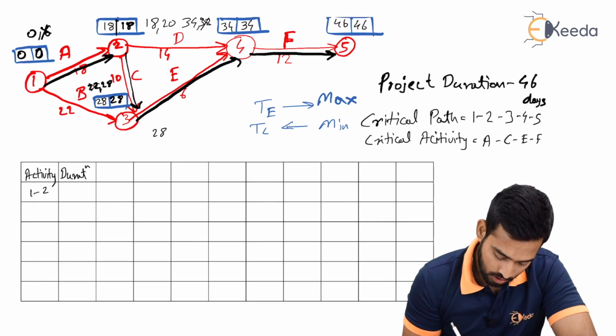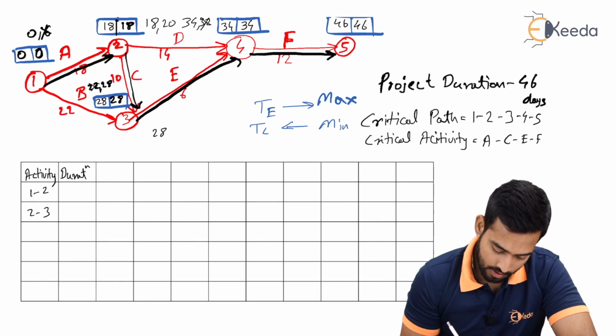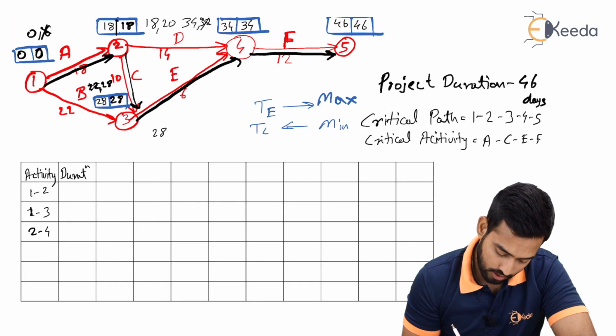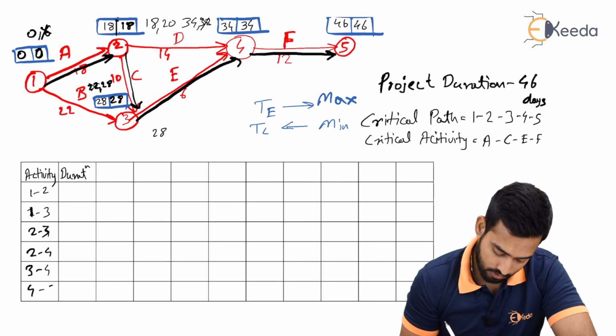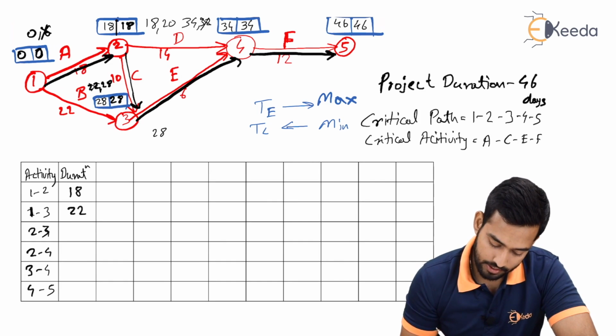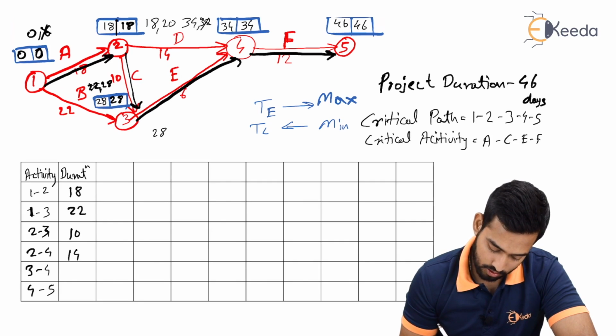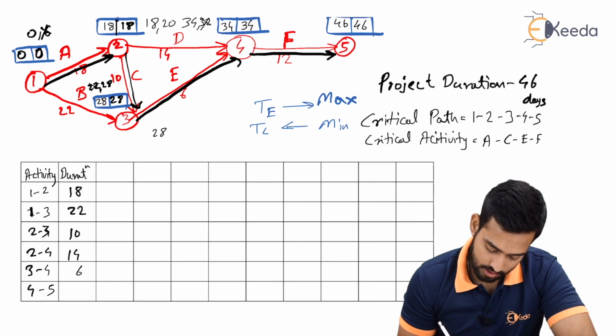So 1, 2, then 2, 3, activity 2, 4, activity 1, 3 is also there. So activity 1, 3, 2, 3, 2, 4, then the E activity is 3, 4, and last is your 4 and 5. So the duration of 1, 2, that is your activity A, is 18, B is 22, for activity C, 2, 3 is 10, for 2, 4 is 14, 3, 4 is 6 and 4, 5 it is 12.